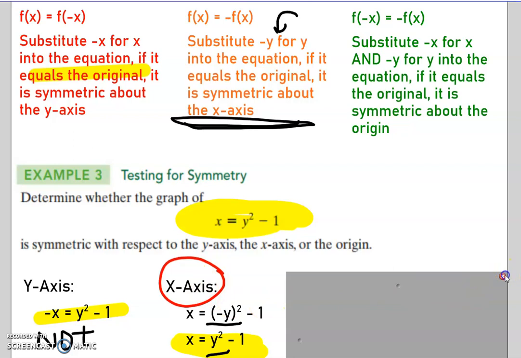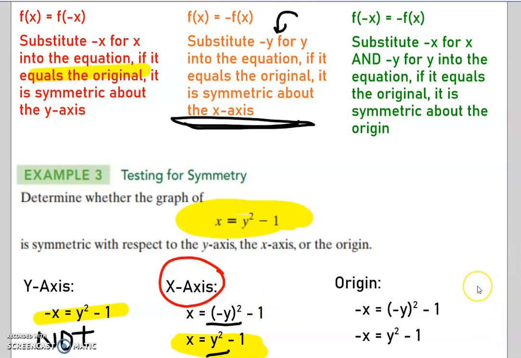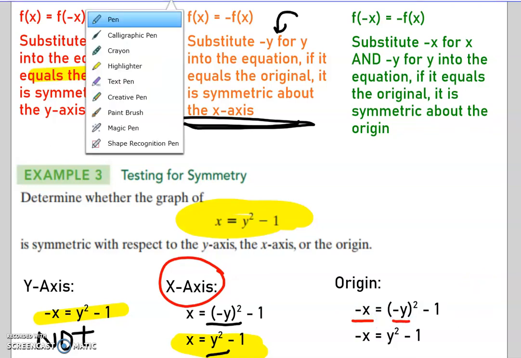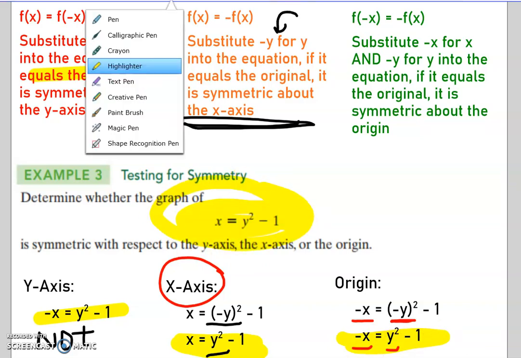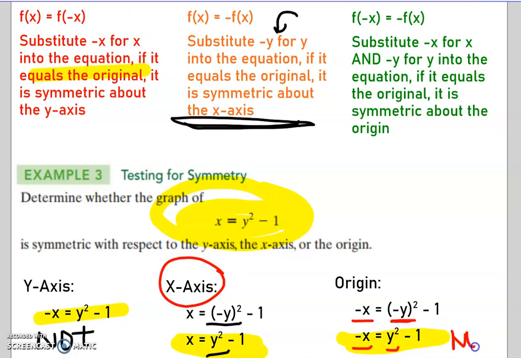And I can also test the origin. Remember, the origin is what happens when I replace the x with a negative x and the y with a negative y. When I simplify it, I can't simplify the negative x at all, but the negative y squared becomes a positive y squared. And when I compare this new equation to my original, again, it's not equal. Not equal. So we can confidently say, in this one, it is x-axis symmetric.